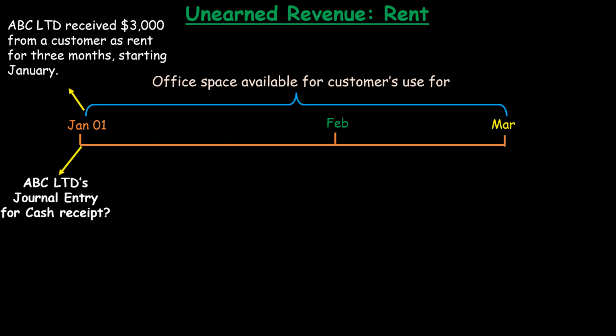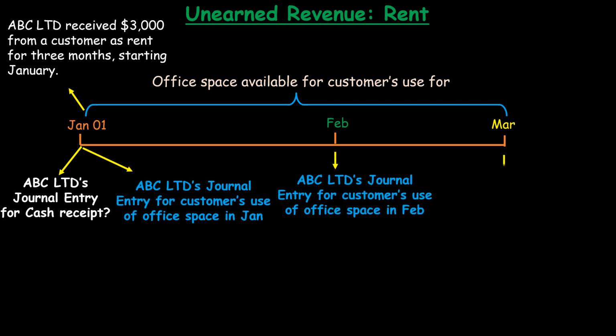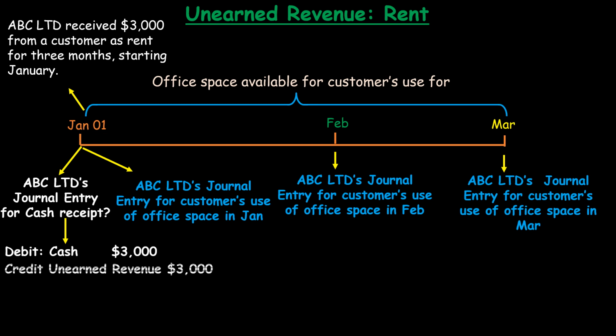Now the question again remains, what will be the journal entry ABC will make for the cash receipt on January 1st? And at the end of each month, what will be the journal entry that ABC Limited is going to make? So when it receives cash, obviously it is going to debit cash. And for this cash, ABC has now an obligation to make available the office space to the customer. In the future, this obligation is known as unearned revenue, and we are going to credit that unearned revenue.